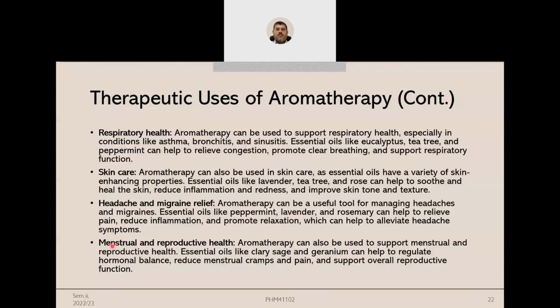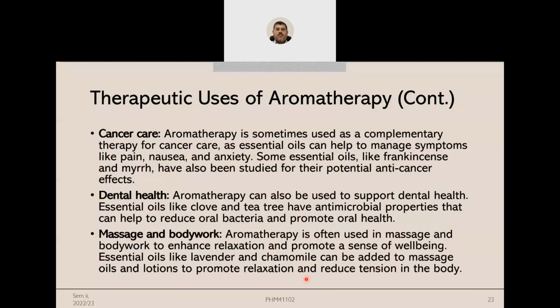Some are used for menstrual and reproductive health, like for example clary sage and geranium. They can help to regulate hormonal balance, reduce menstrual cramps and pain, and support overall reproductive function.